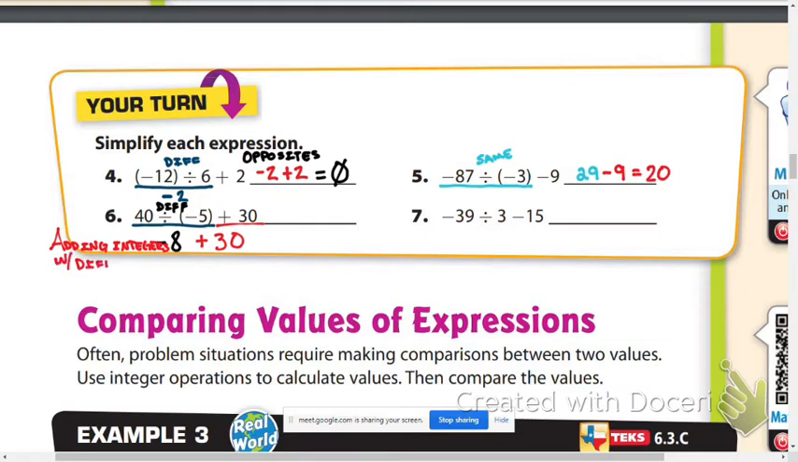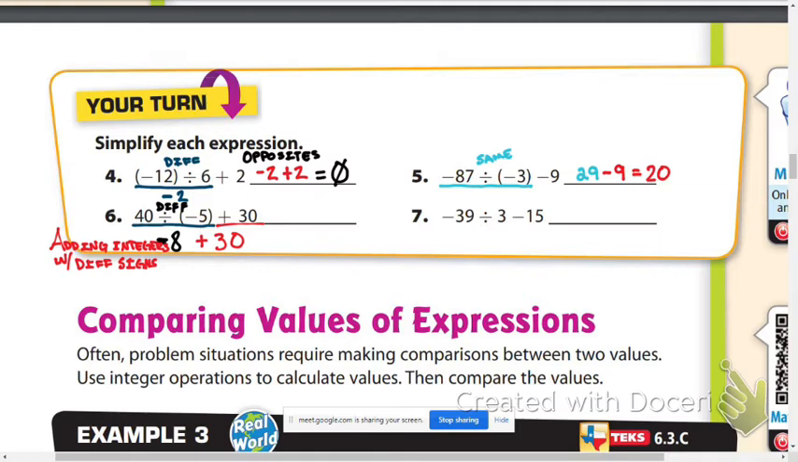And what's my rule for adding integers with different signs? The rule for adding integers with different signs is keep the sign of the larger absolute value, the bigger number. And then what's the second step? Subtract the absolute values. Very good.